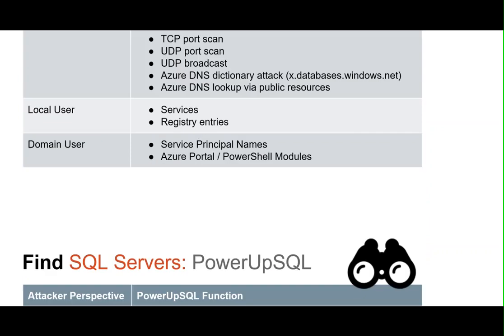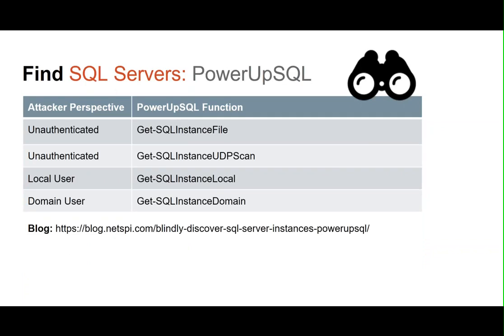I have created a few PowerUpSQL functions to support basic discovery. I am continuously building out additional functions, but these are the core. The first will pull instances in from a file, so they can be piped into other SQL Server commands as targets. Then there's your traditional UDP scan, which is like a SQL ping.